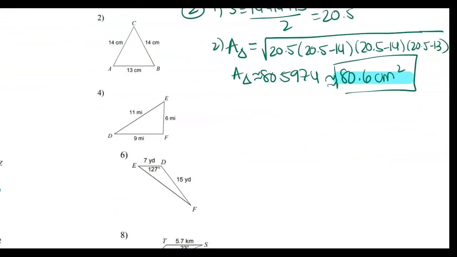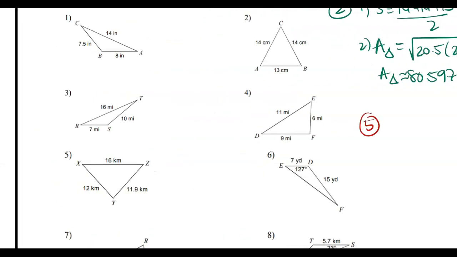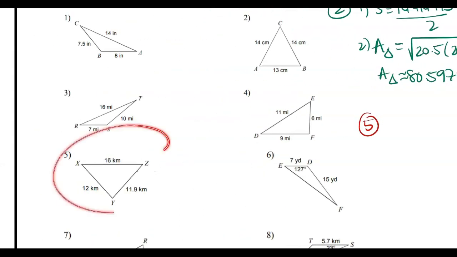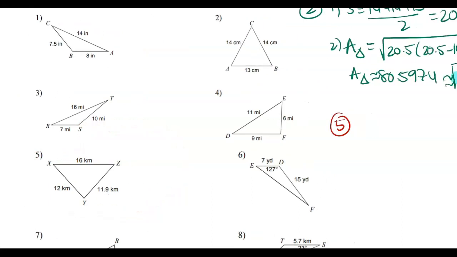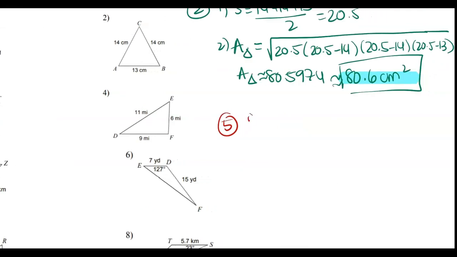For example number 5, this one is going to ask us to find the same thing. So in order to find the semi-perimeter for this triangle, I'm going to need to identify all my sides, find the semi-perimeter, and then find the area. So over here to the side, the first step is to find the semi-perimeter. I'm going to add up my sides. So I have the sides of 12, 16, and 11.9. And we're going to divide all of that by 2.